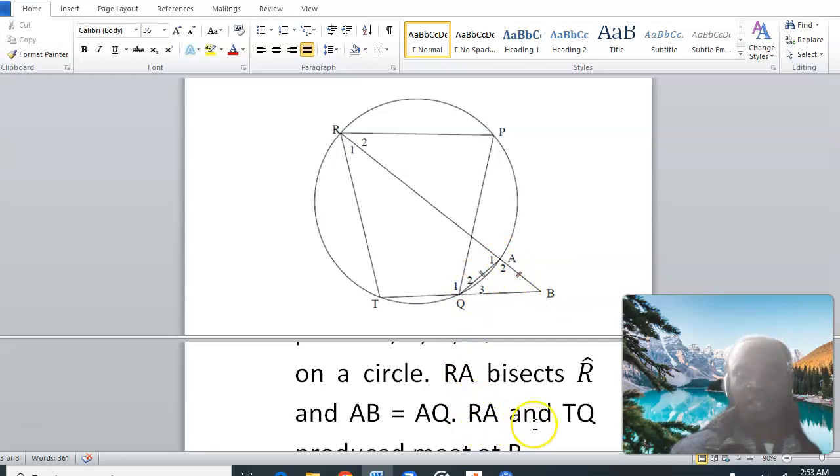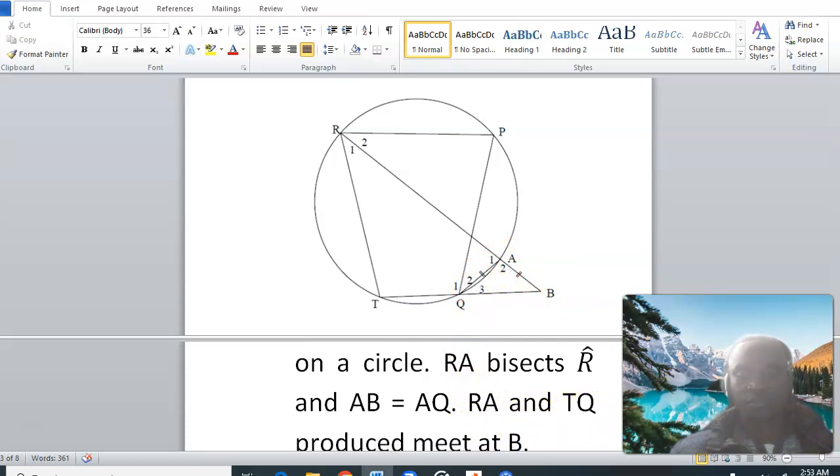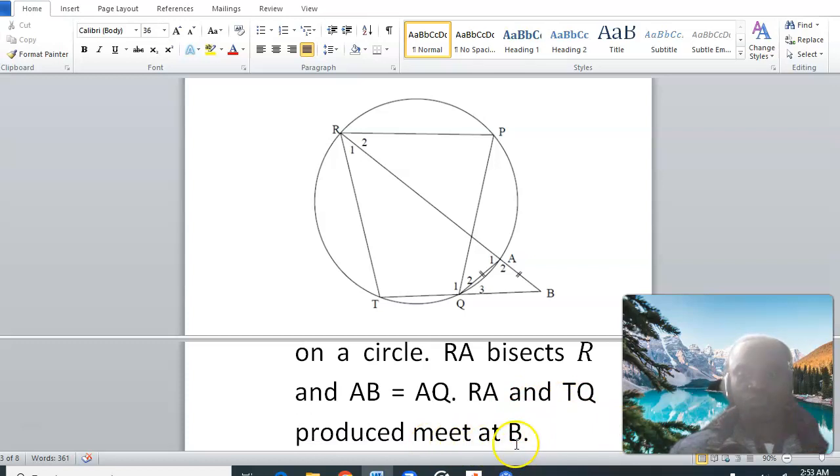Then RA and TQ produce to meet at B. So that's RA and TQ, they produce to meet at B, so it means it's extended to meet at B. So you extend both lines: RA you extend to B, and TQ also to B.